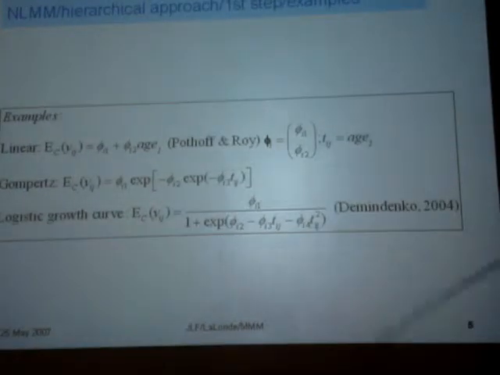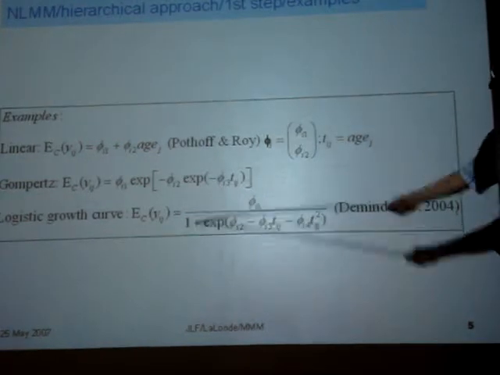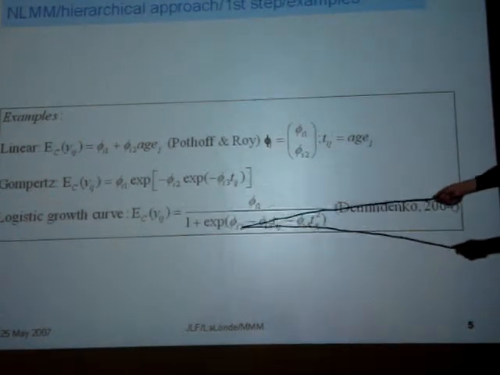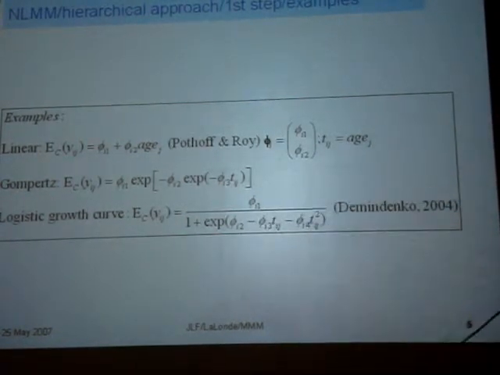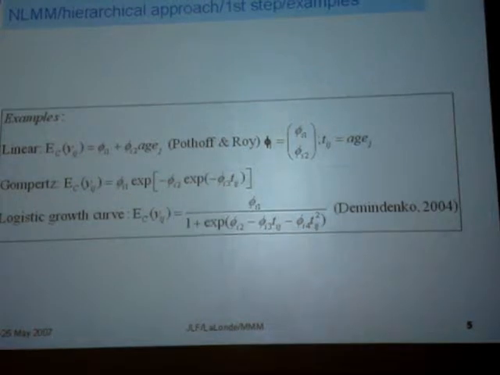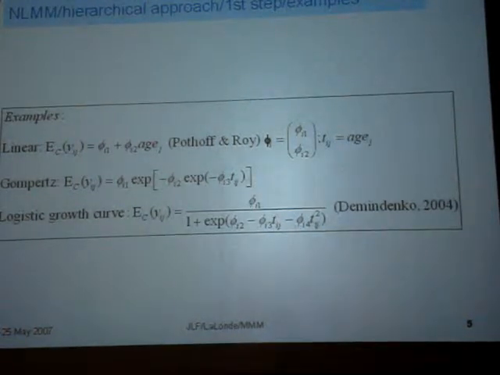According to this expression, phi1 divided by 1 plus exponential of phi2 minus phi3 tij minus phi4 tij squared. This is the kind of function you can use on your project on height of children.